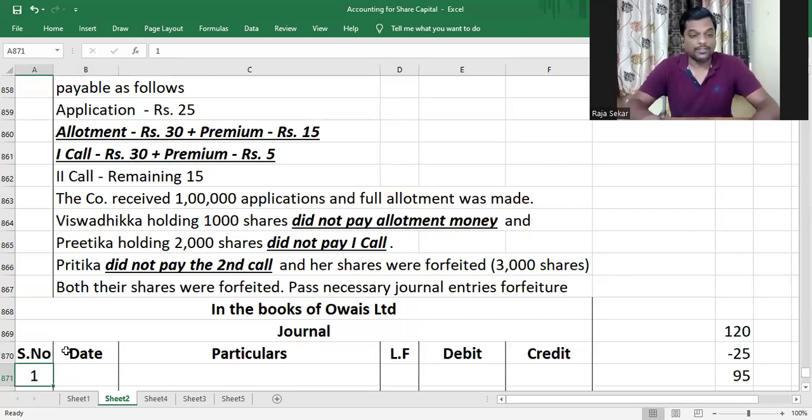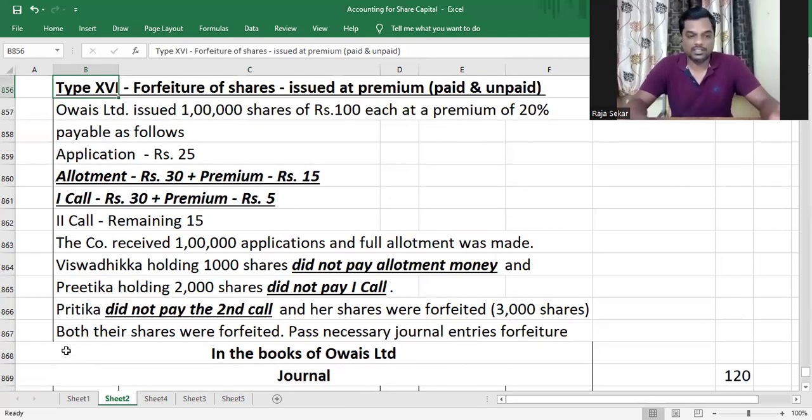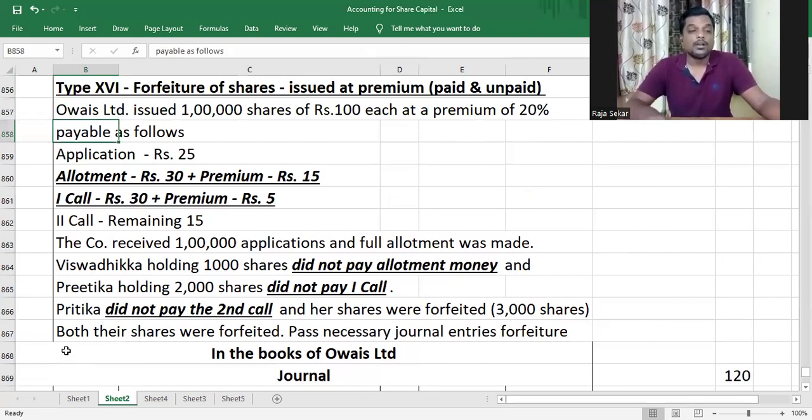Let's go ahead and do that. The first thing that we need to ask ourselves is, does the question involve premium or not? Yes, it involves premium. And the next thing that we need to ask ourselves is, has premium been received? As I taught you in the previous video, if you haven't watched that video, go ahead and watch it to understand how to account for forfeiture of shares originally issued at premium.